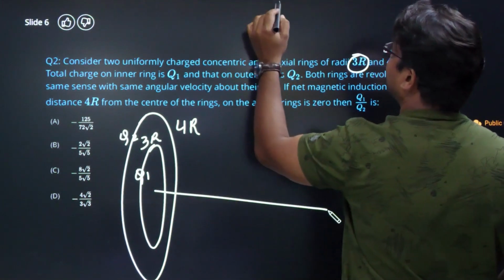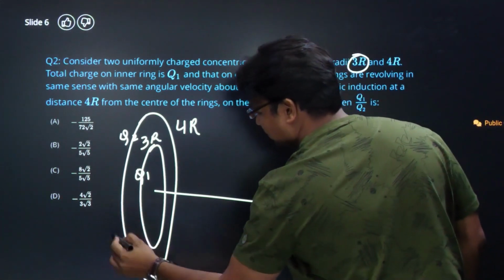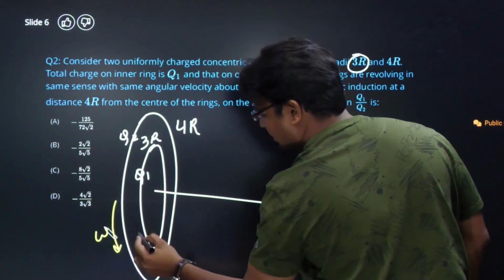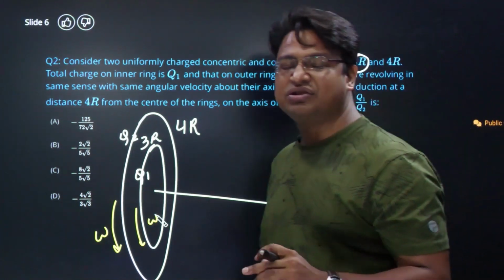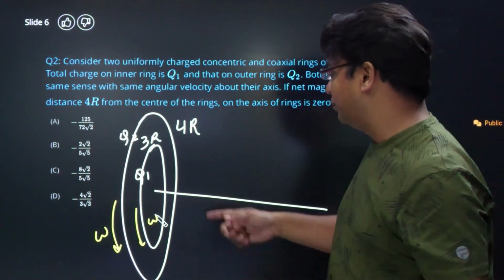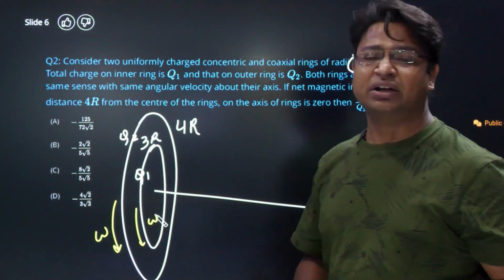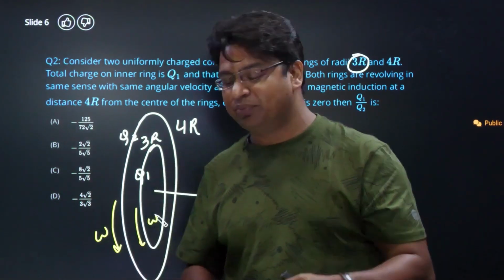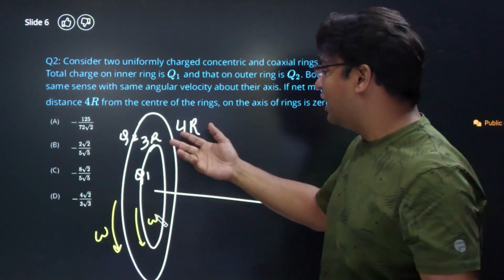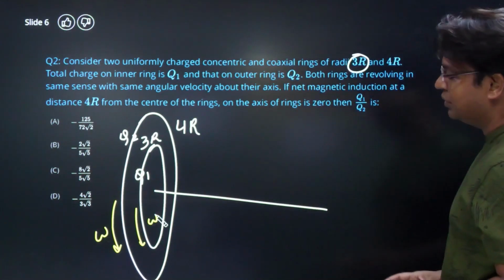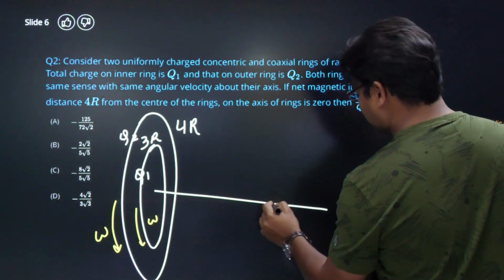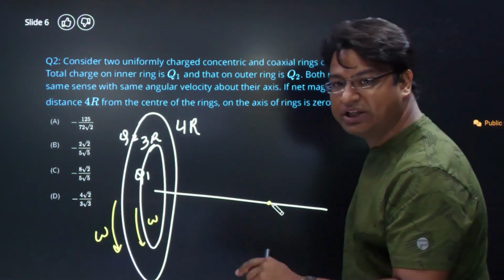Now they are both rotating in the same sense with the same angular velocity. If this is rotating with omega, then this is also rotating with omega. Their rotation will create a situation as if there is a current in a loop. Like this ring will start acting like a current carrying loop because of the rotation of the ring. The other ring will also start acting like a loop. Both these current carrying loops will produce magnetic field in the surrounding including the axis.